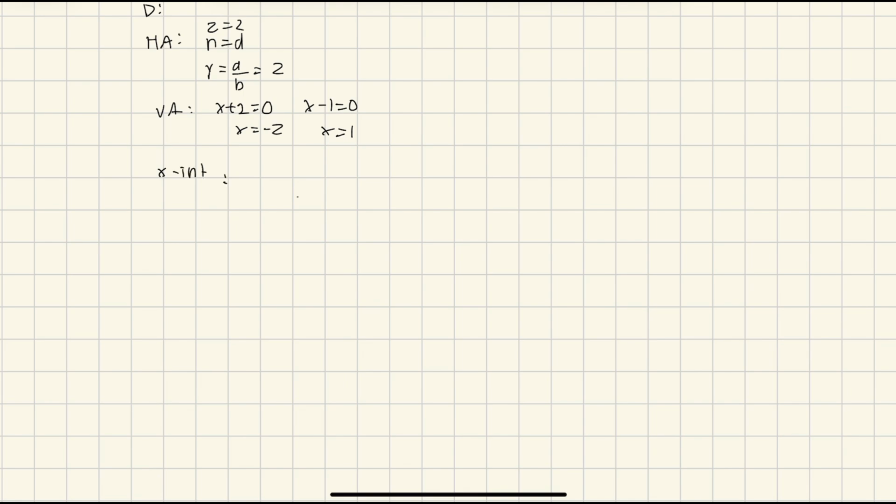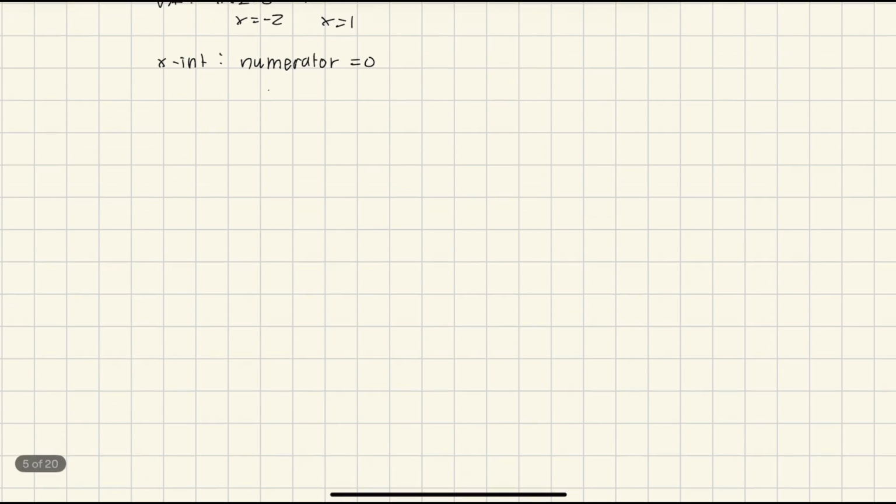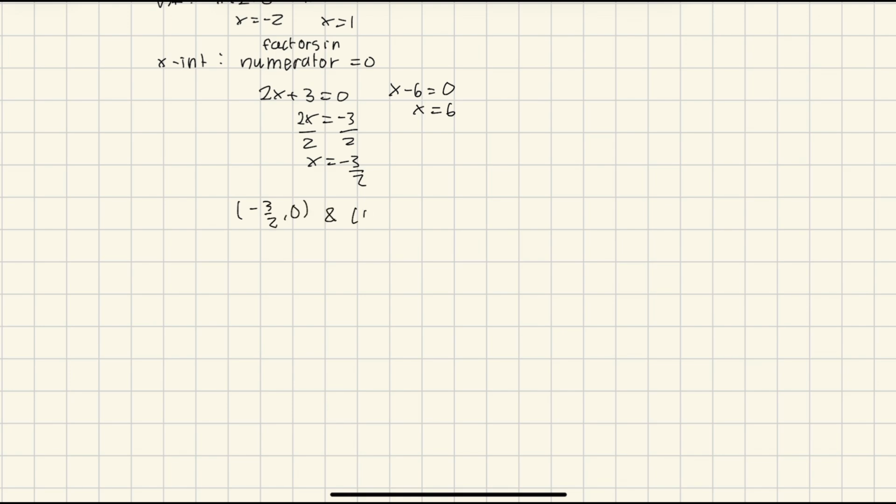In order to do the x-intercepts, you have to set the factors in the numerator equal to 0 and solve. So 2x plus 3 is equal to 0, and also x minus 6 is equal to 0. x is equal to 6, and 2x is equal to negative 3. Divide by 2, x is equal to negative 3 over 2, and 6. So you can write these as the points negative 3 over 2, 0, and also 6, 0.